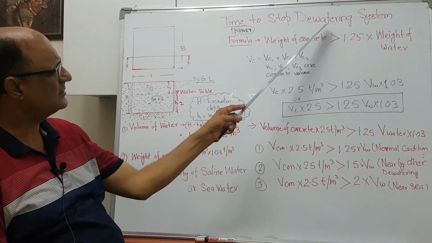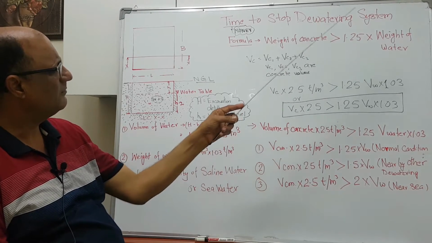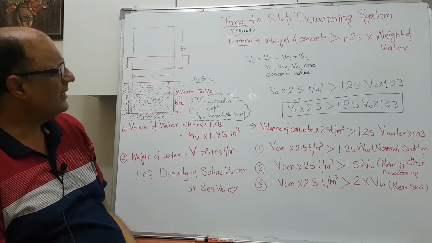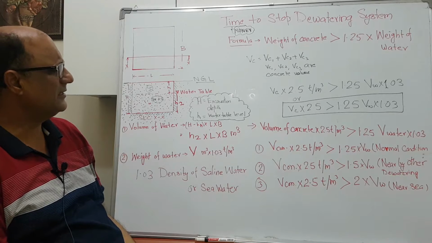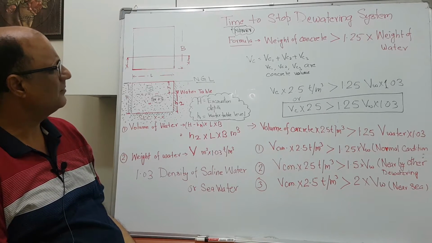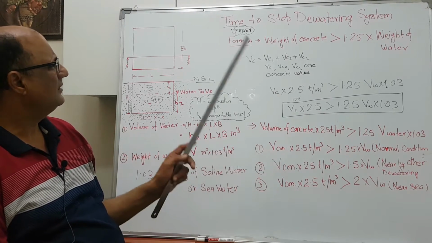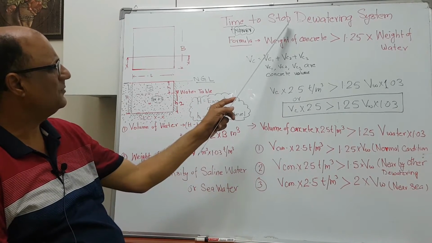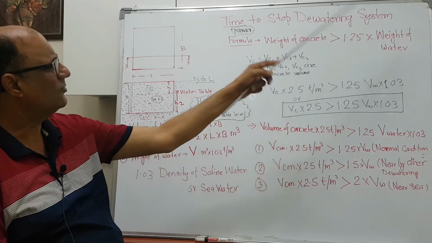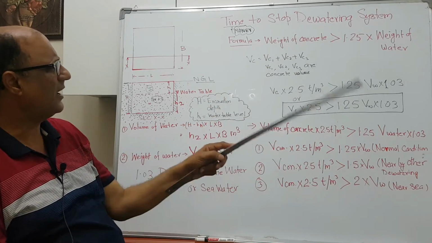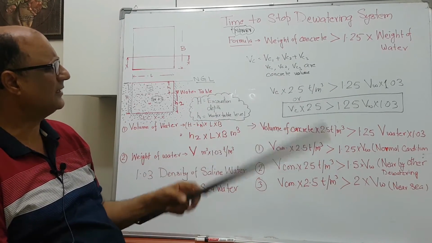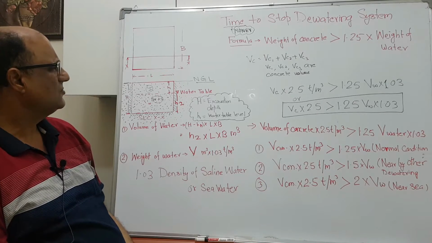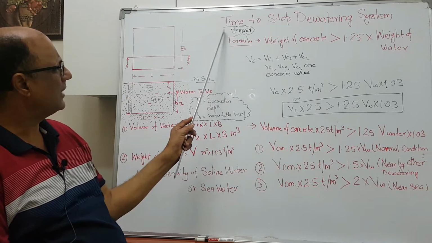And this dewatering system is carried out by a third party and is not basically a topic of civil engineering. So why should the project manager or the project engineer know the time to stop the dewatering, which will be stopped by the dewatering contractor who is hired by the main contractor or by the client? So why should we know the time to stop?